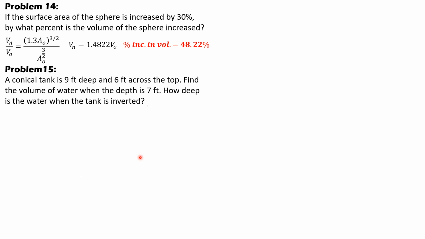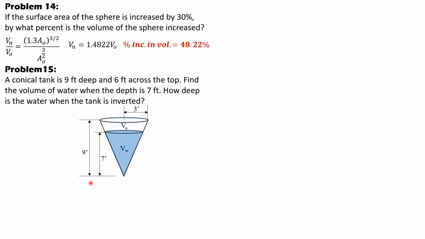So we can apply the principle of similar solids here. Let's have the figure first. The radius of the top is 3 feet, half of 6. Then the depth of the cone is 9 feet. Then the depth of water in the cone is only 7 feet. So by similar solids, volume of water is to 7 cubed as volume of cone is to 9 cubed. So volume of water is to volume of cone as 7 cubed is to 9 cubed.